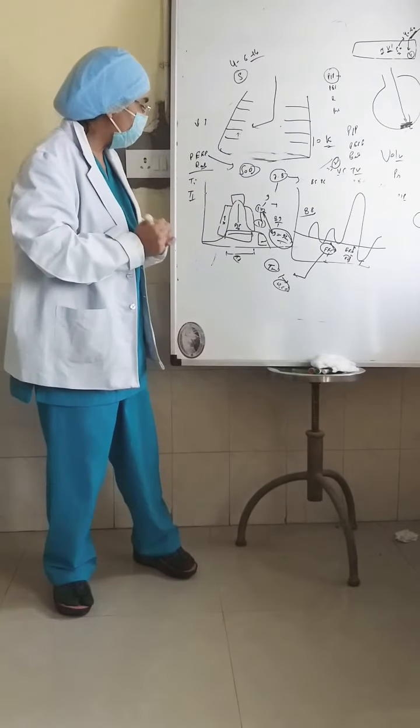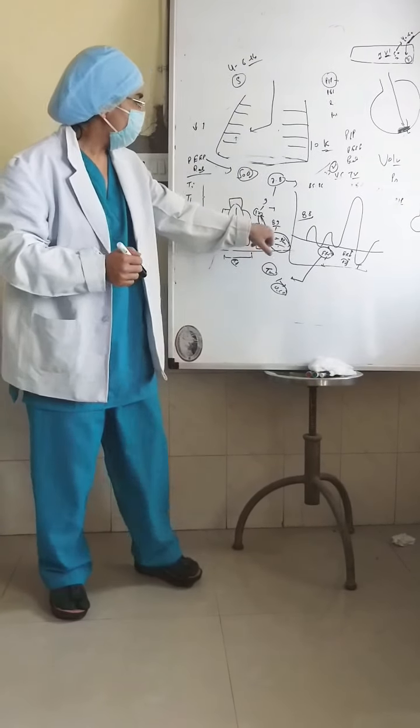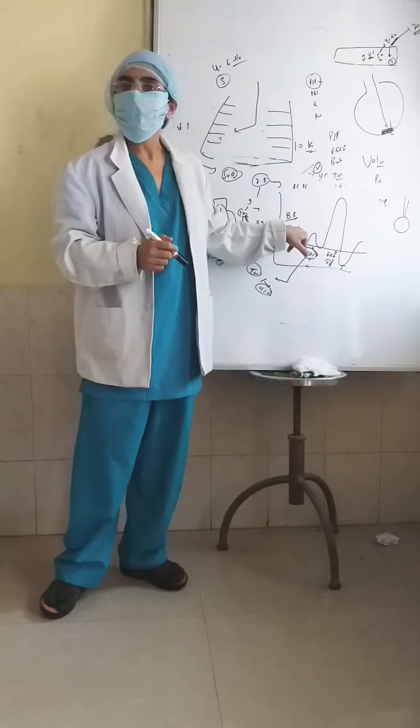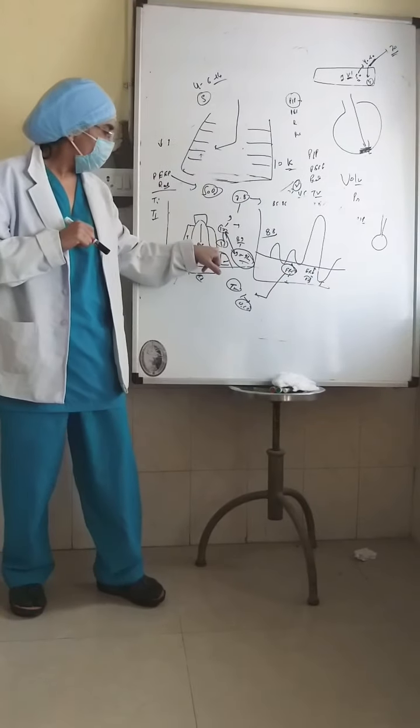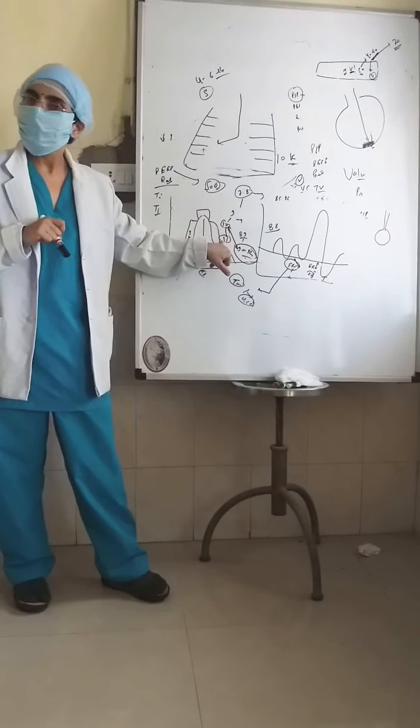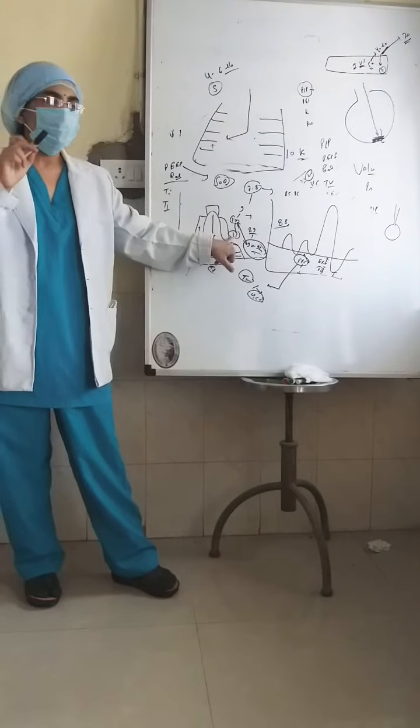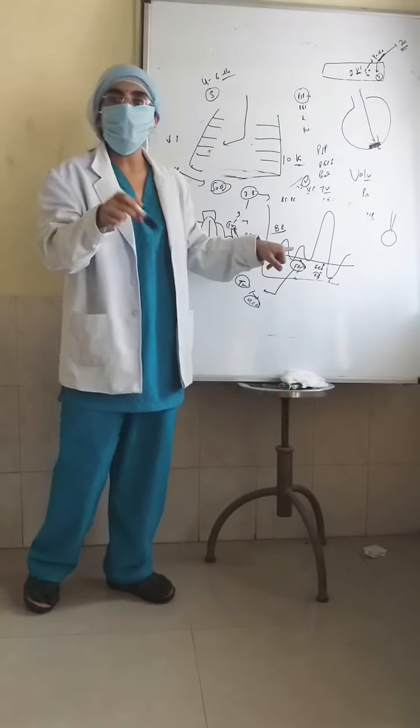But if I increase it further to 11, saturation is dropping to 88, which means this is the optimal PEEP and I am not supposed to increase it further. Okay, and this process is called optimization of PEEP.